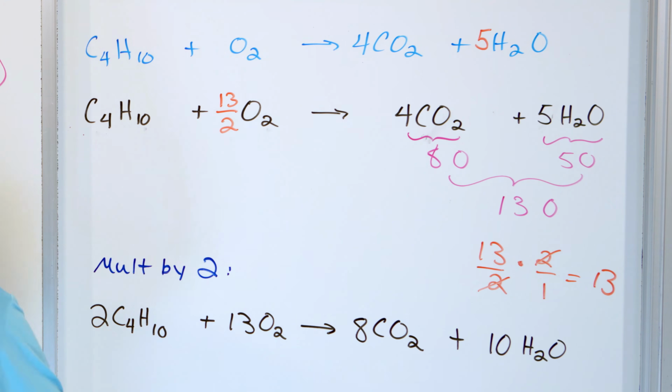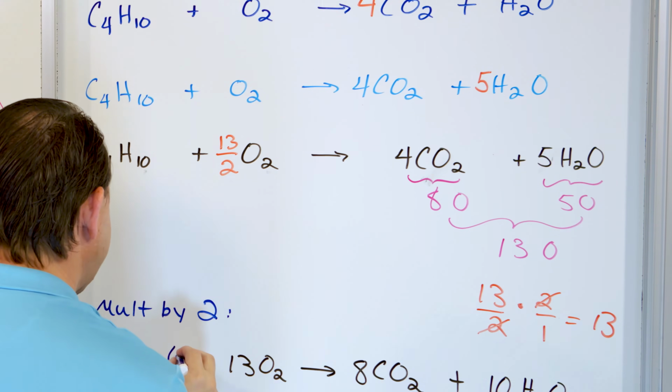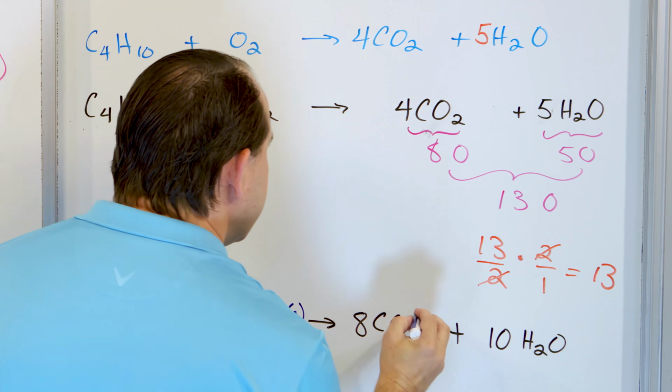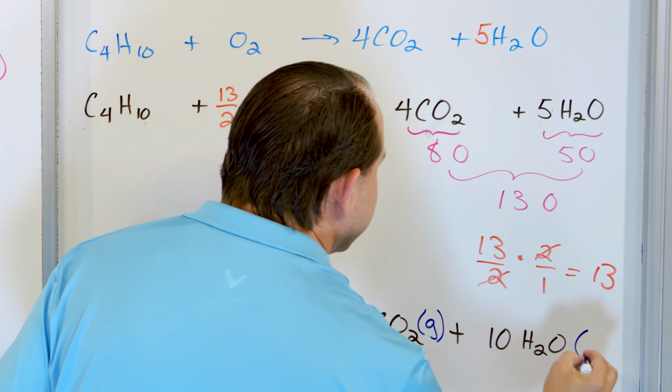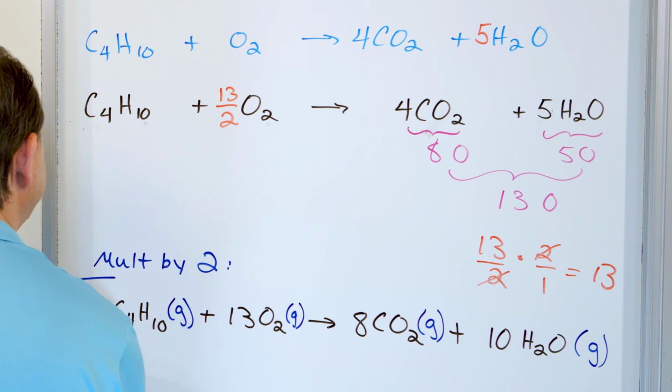And then I said I would try to remember to add the states. Gas, gas, gas, gas, so this would be gas. This would be gas. I never leave enough room. This would be gas, and this will be gas. And let me check my answer. So I check my answer: 2 C4H10, 13 O2s, 8 CO2s, and 10 H2Os. Now we're claiming that this is balanced.